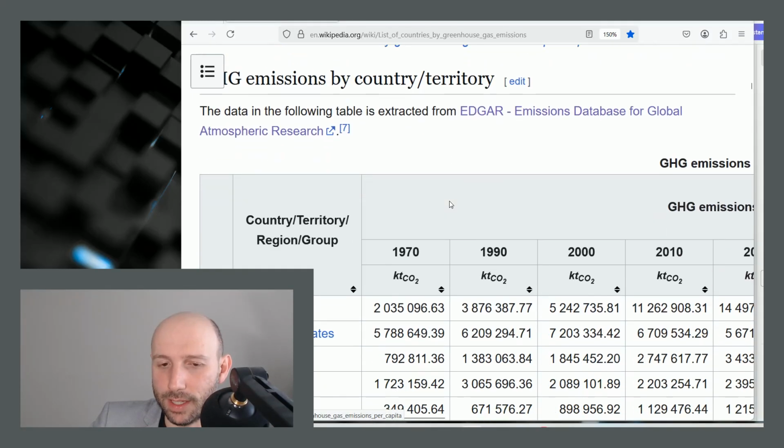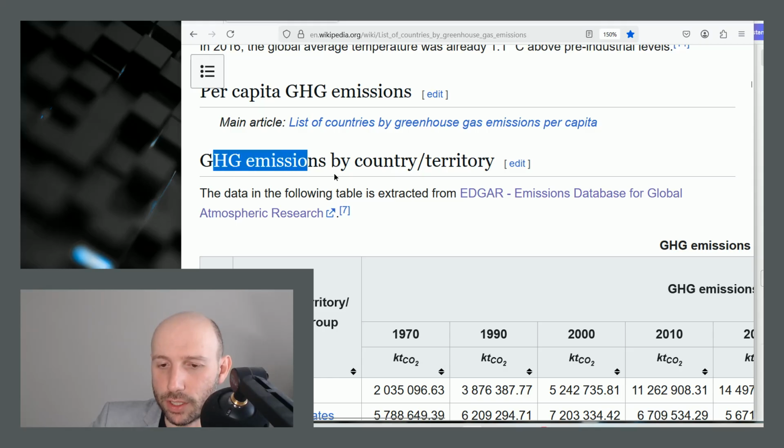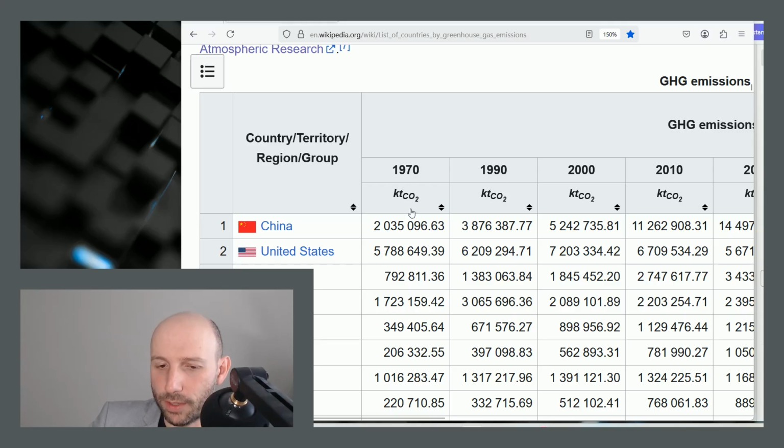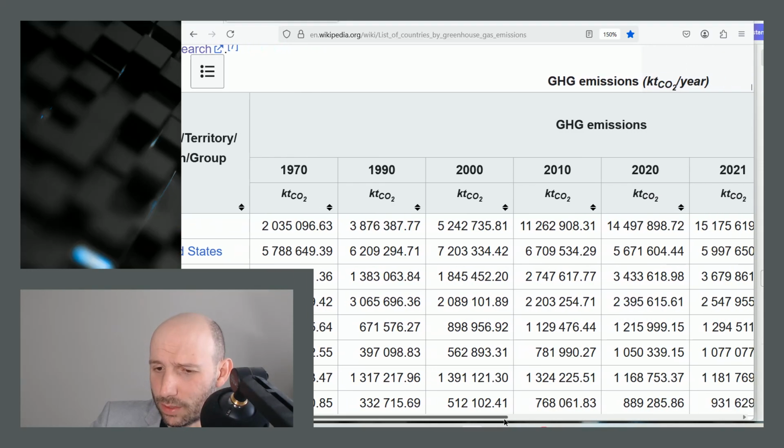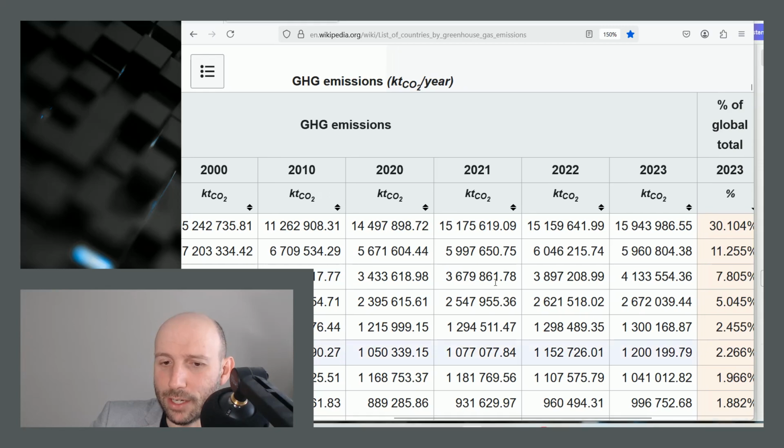So let's get to the table. Here we have greenhouse gas emissions by country and territory. Here we have the emissions in different years for different countries, and it says kilotons CO2. Now above they said CO2 equivalent, so I'm assuming they mean CO2 equivalent here, even though they just wrote CO2. It's kind of sloppy, right? The title is not CO2 emissions, it's greenhouse gas emissions measured in kilotons CO2 per year. So probably they mean CO2 equivalent, but really they should write that when they're saying what the units are.